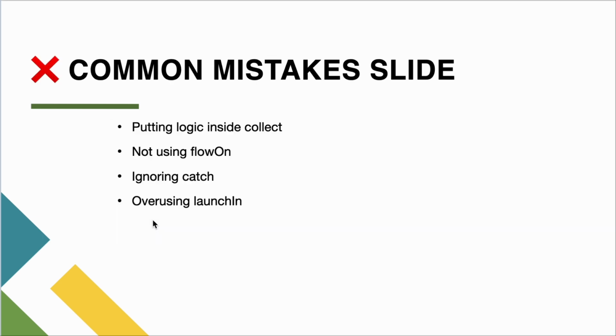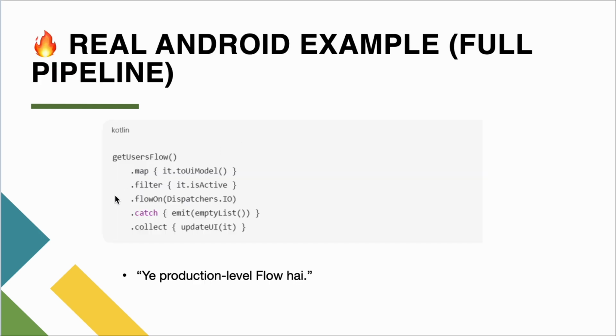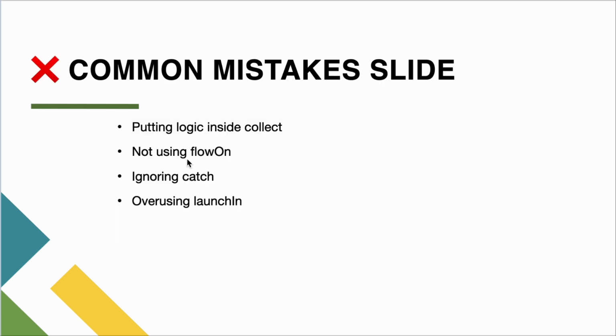Alright. So the common mistakes that we usually make: one is putting logic inside collect. As I've mentioned, if we are not using operators, probably we would have done any of these things in the collect flow. That would not make sense, guys. That is not the right coding way. You have to make use of the operators, and at last, when you actually want to collect the final data, that would be the place where you make use of collect, not using flowOn.